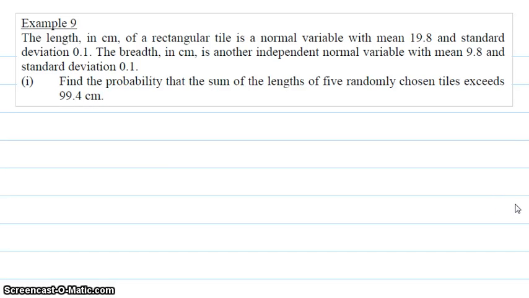So example 9, the length in centimeters of a rectangular tile is a normal variable with mean 19.8 and standard deviation 0.1. The breadth in centimeters is another independent normal random variable with mean 9.8 centimeters and standard deviation 0.1. Firstly, find the probability that the sum of the lengths of 5 randomly chosen tiles exceeds 99.4 centimeters.